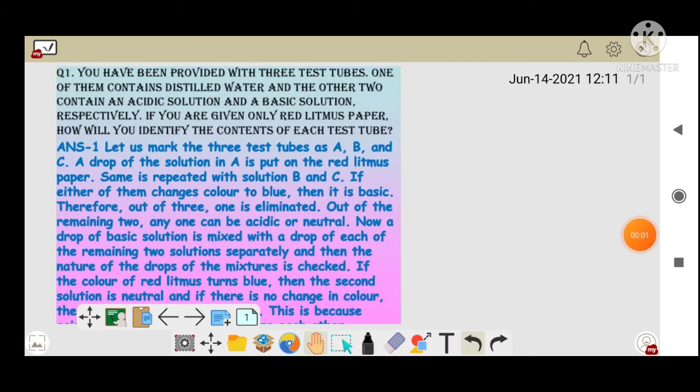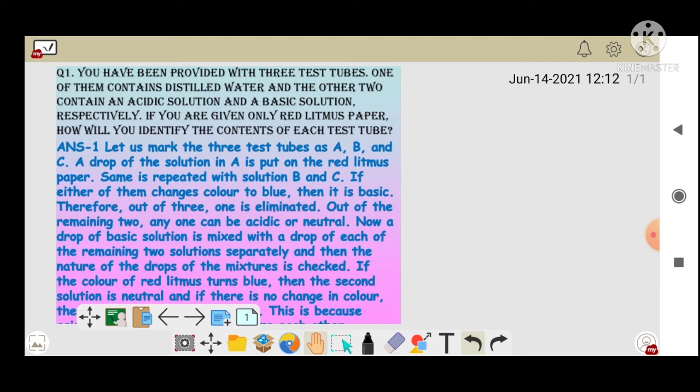Here is a question. You have been provided with 3 test tubes. One of them contains distilled water and the other 2 contain an acidic solution and a basic solution respectively. If you are given only red litmus paper, how will you identify the contents of each test tube? Look, it is so simple.